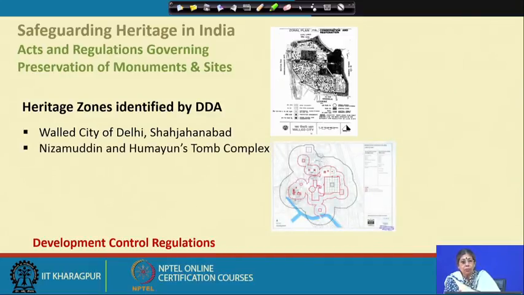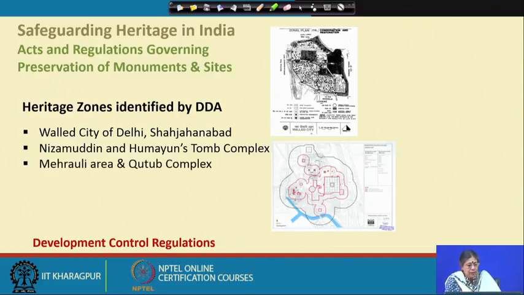Nizamuddin and Humayun's tomb complex: Nizamuddin is a living area, the Humayun's tomb complex is a World Heritage Site, and there is also a nursery, Sunder Nursery, from a colonial era. All of these are important, and there are other structures also which have all been incorporated as the heritage zone in an integrated way. We will talk about Nizamuddin later on, because it has really shown us a way how heritage and democracy can be integrated together, how the social aspects of heritage have been integrated, that we will talk about in a separate lecture.